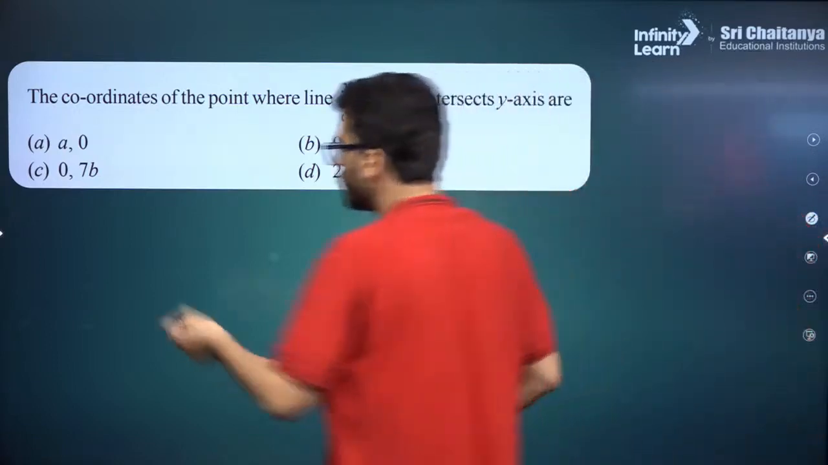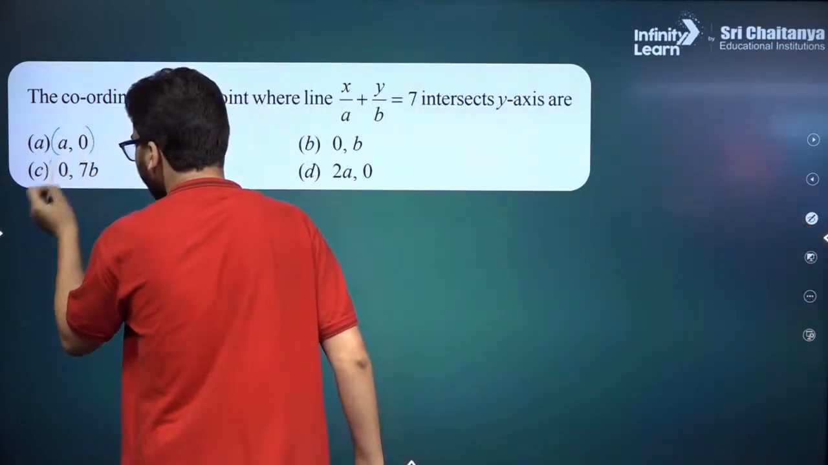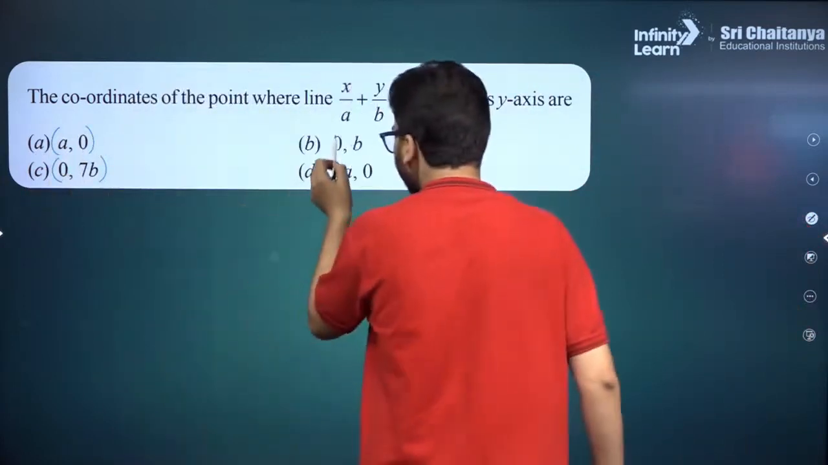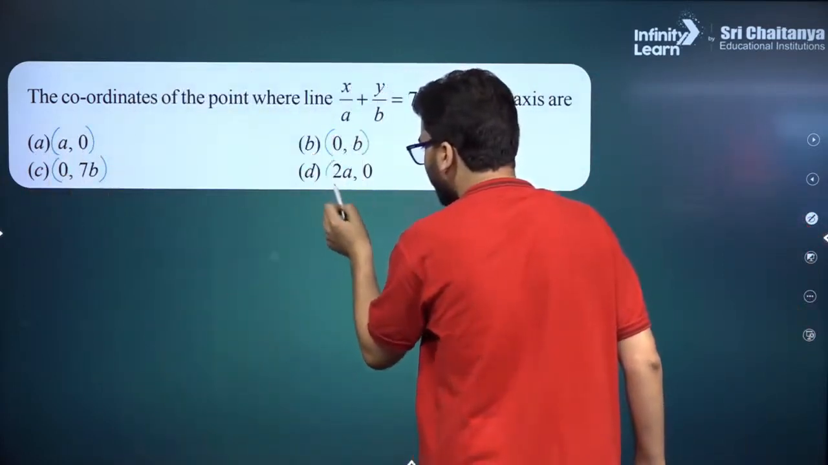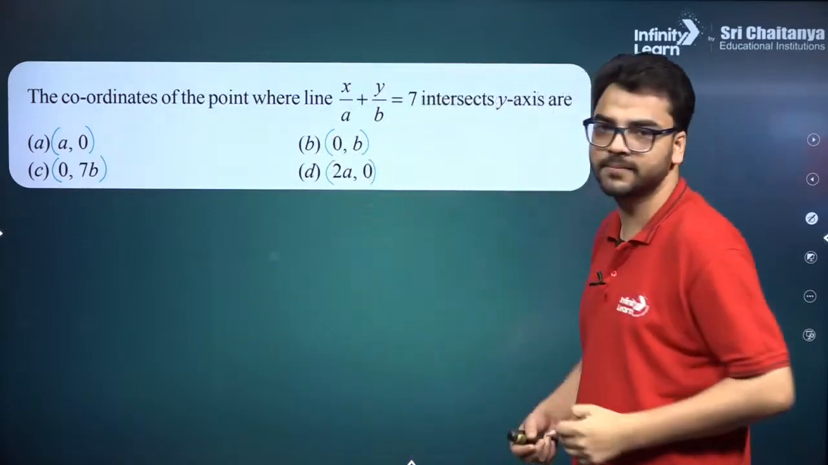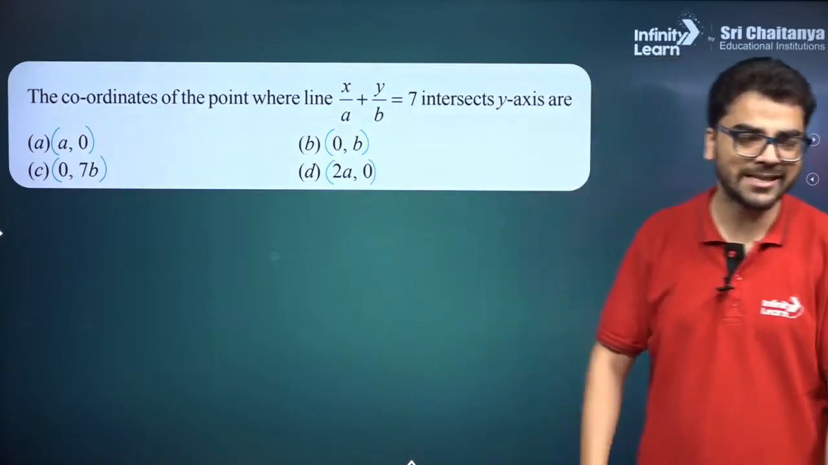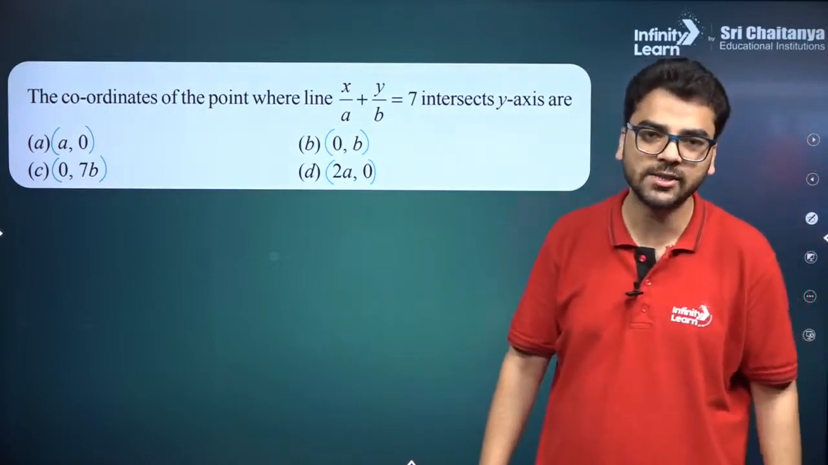Okay, and one more thing, the coordinates you write like this, right? In brackets. I mean, that is the convention. You don't have to write them without bracket. Okay, so Ravinder is getting 0, 7b. What about other students?